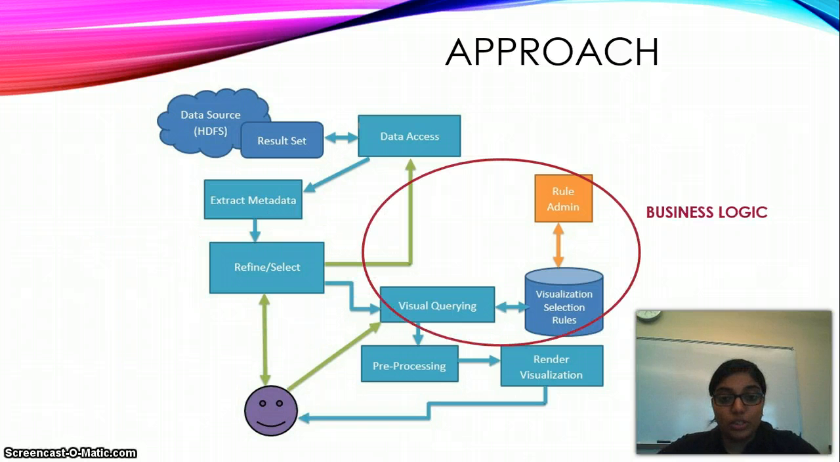The third layer is business logic, which actually includes visual querying, visual selection rules, and rule admin. Visual querying would use the rules to select or generate the recommended visualizations for the selected data. The user can then choose a visualization and pass it to the rendering module.